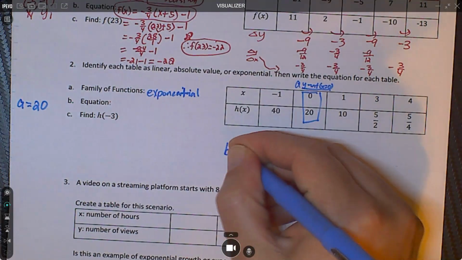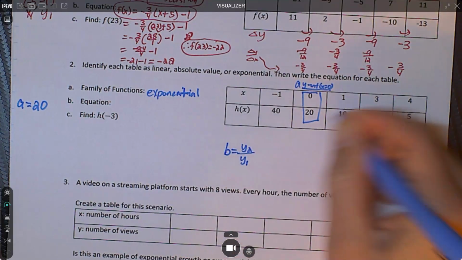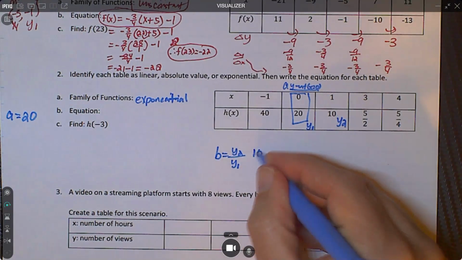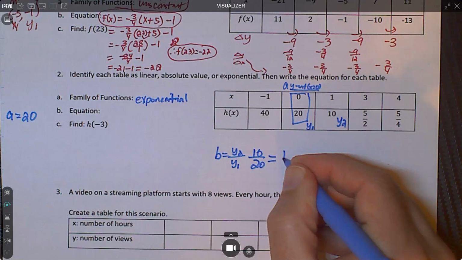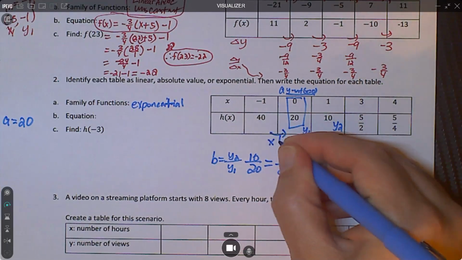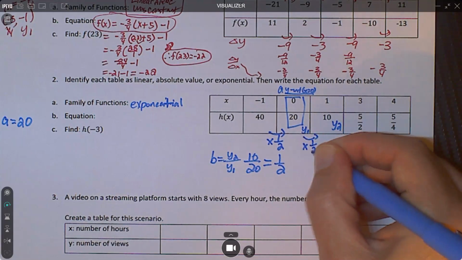So B is y2 over y1. So pick any ordered pair and do the one before it. So that's times a half. 20 times a half.